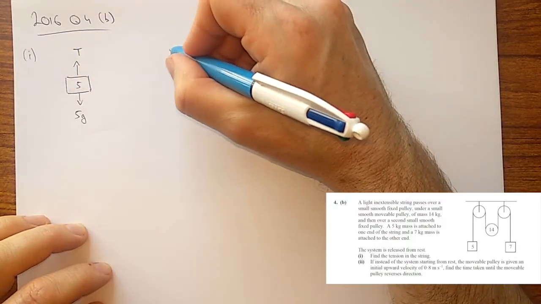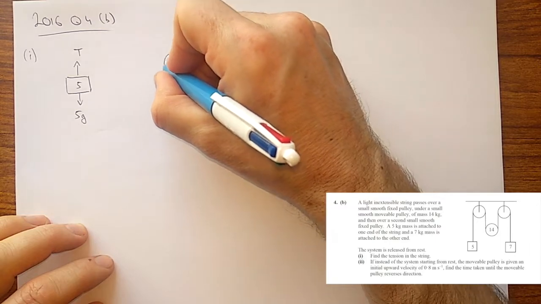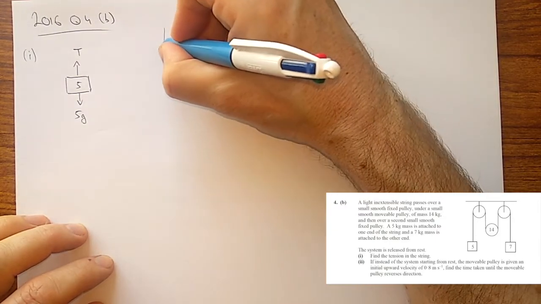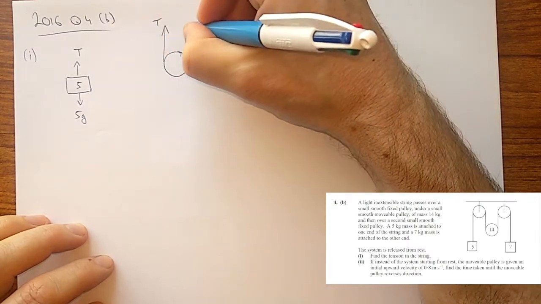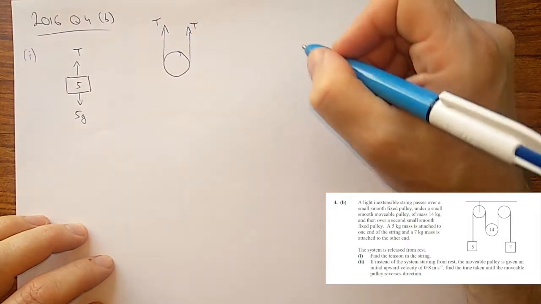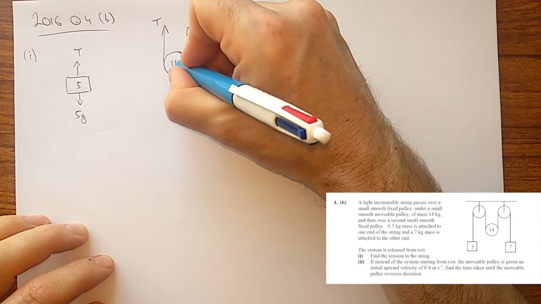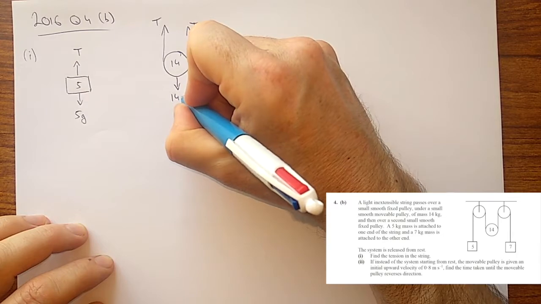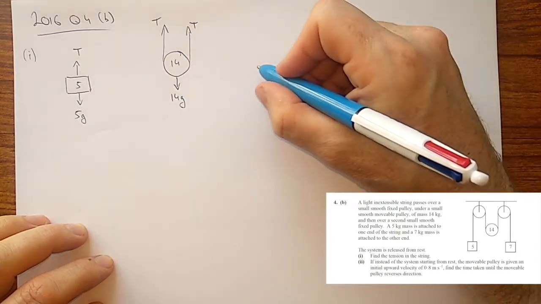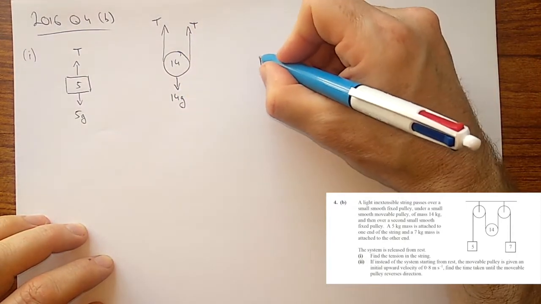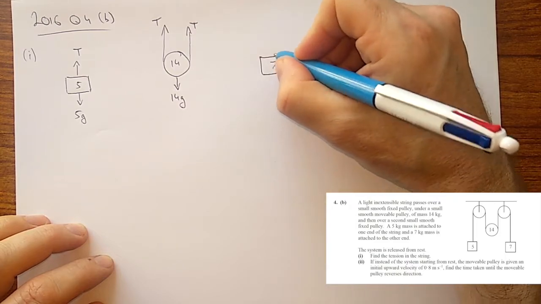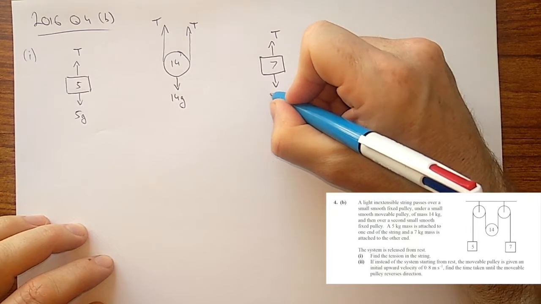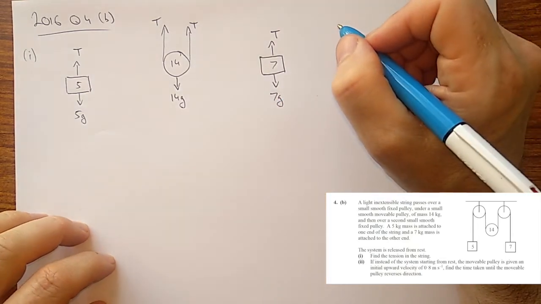All right, then we have the 14 kilo pulley. There it is there, with a string coming up each side and a tension of T. So 2T going up overall. It's called the 14 one, and that means, of course, it has a weight going down of 14g. And finally, we have the 7 kilo fixed weight. There it is there, and just like the 5, nice and simple, tension going up and 7g going down.